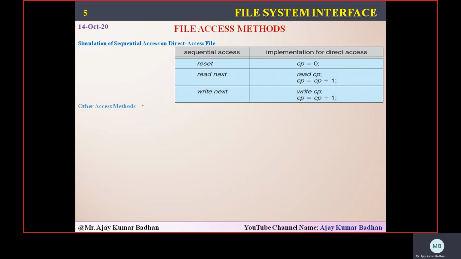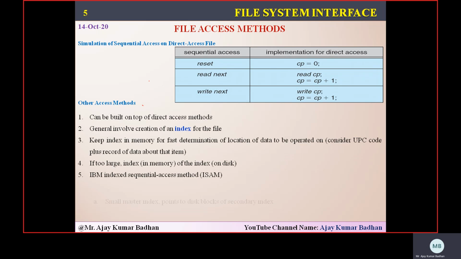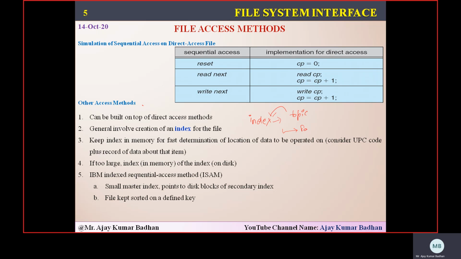The next thing we have here is other access methods. Those are the two we have covered, and apart from that we have other access methods too. Basically, in other access methods we are going to use the index concept. I think you know about index. In our textbooks we have an index. Whenever we want a specific topic, we search the index, from there we get the page number, and using that page number we go directly there and access the information.